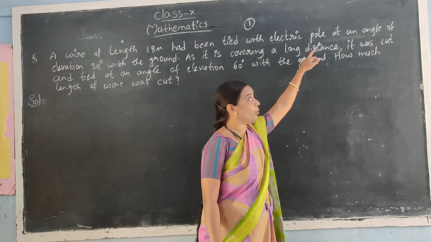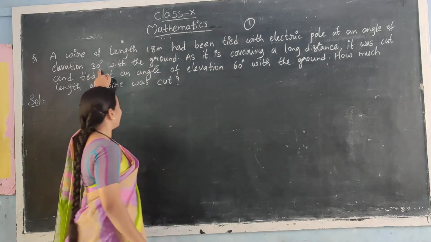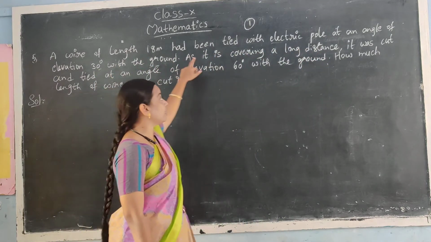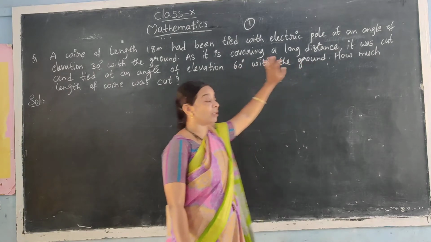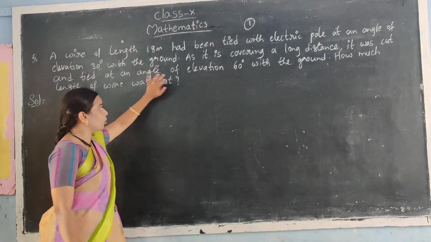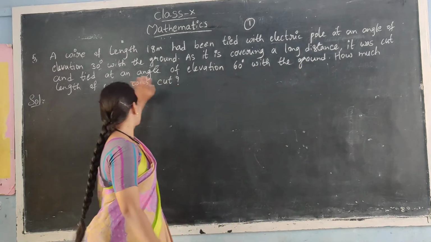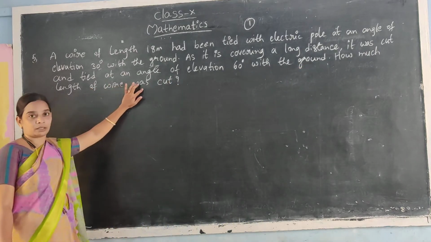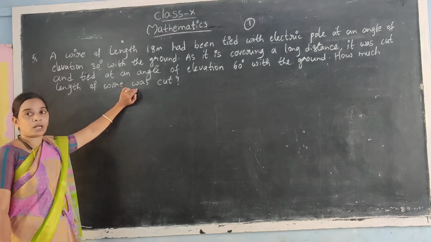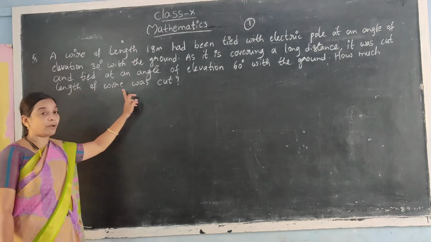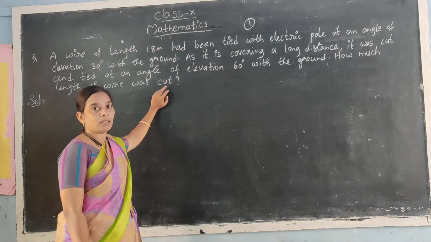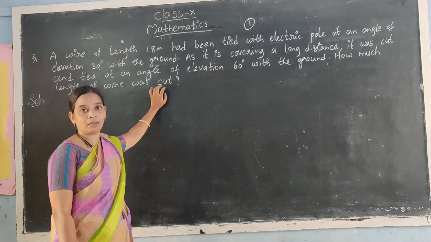The wire is tied with an electric pole at an angle of elevation 30 degrees with the ground. As it was covering a long distance, it was cut and tied at an angle of elevation 60 degrees with the ground. How much length of wire was cut? In this situation, the unknown is how much length of wire we cut. We want to calculate that value.